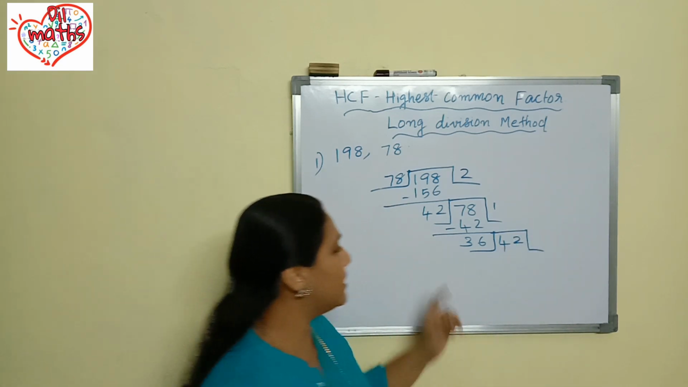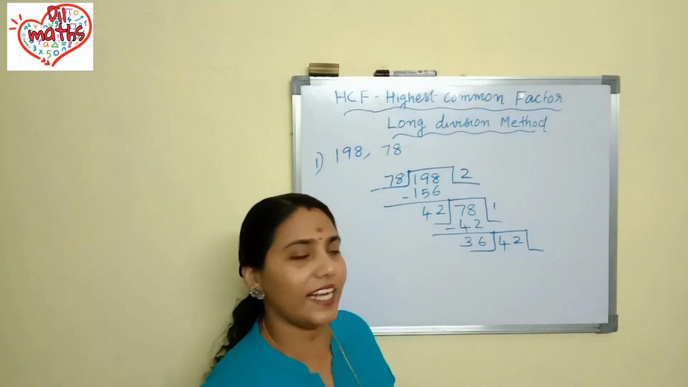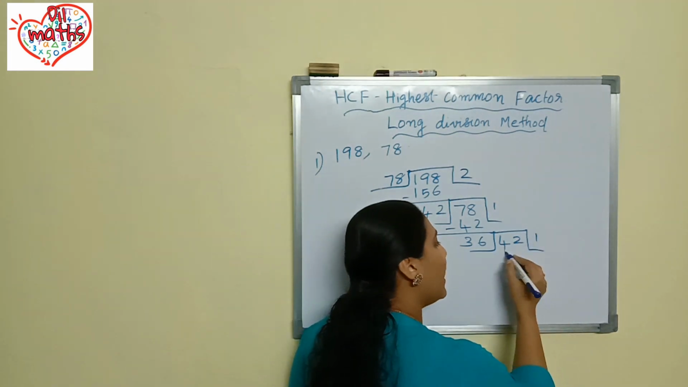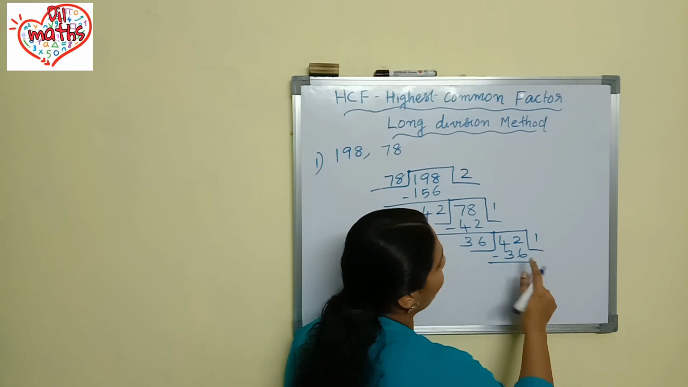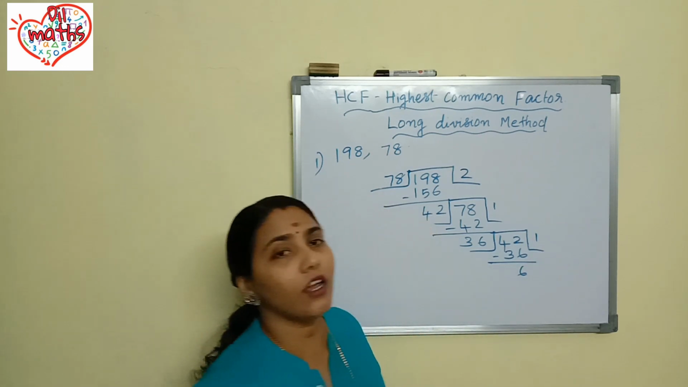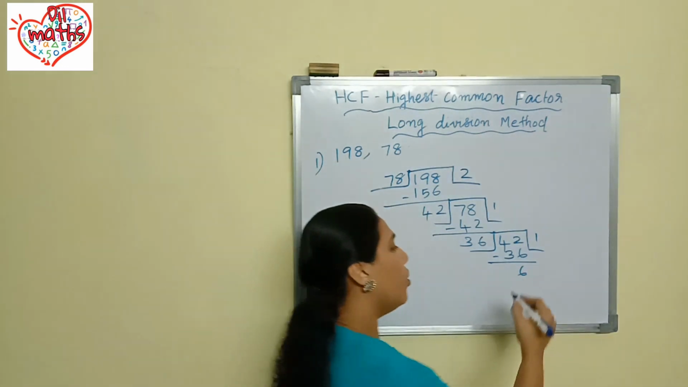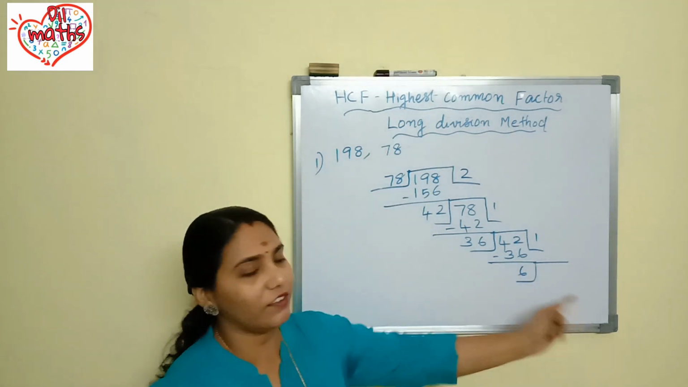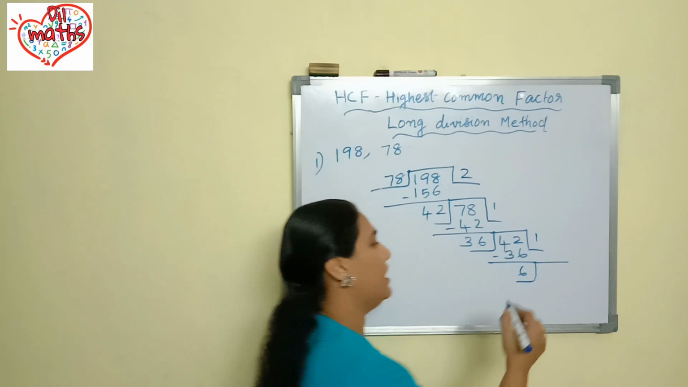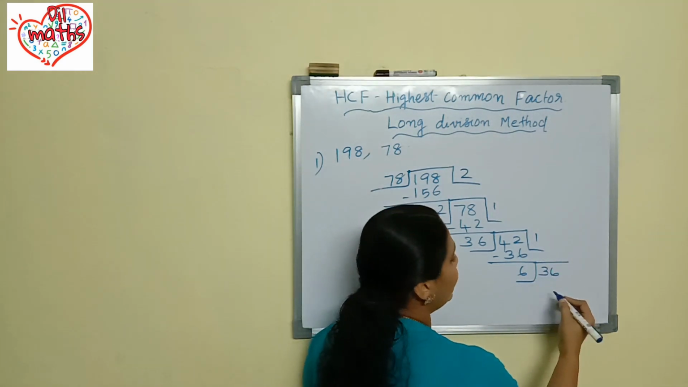And we should divide this 42 by 36, and how many times it will go? One time. And what will be the remainder? 12 minus 6 is 6. Okay. We got the remainder as 6. Now what we should do? We should write the previous divisor as the dividend. What is the previous divisor? 36. 36 we should write as the dividend.